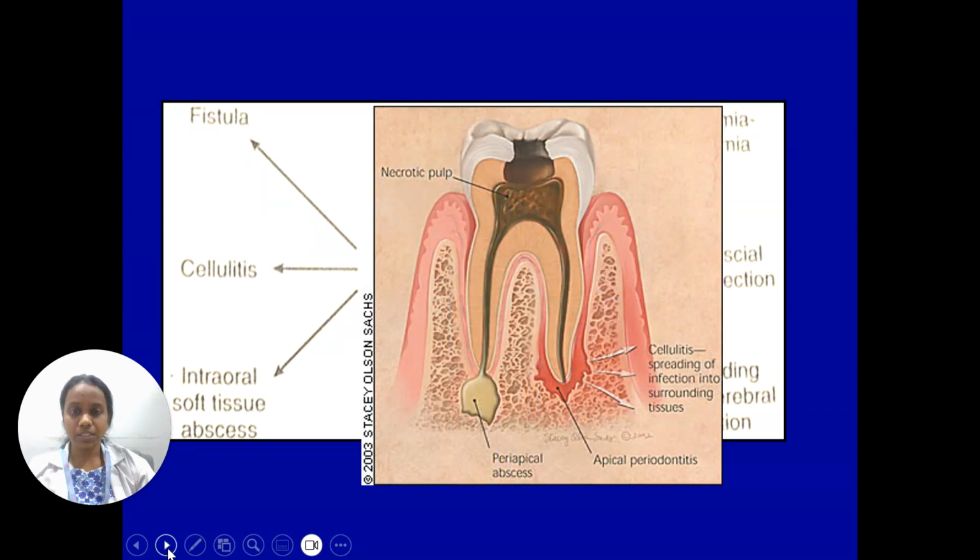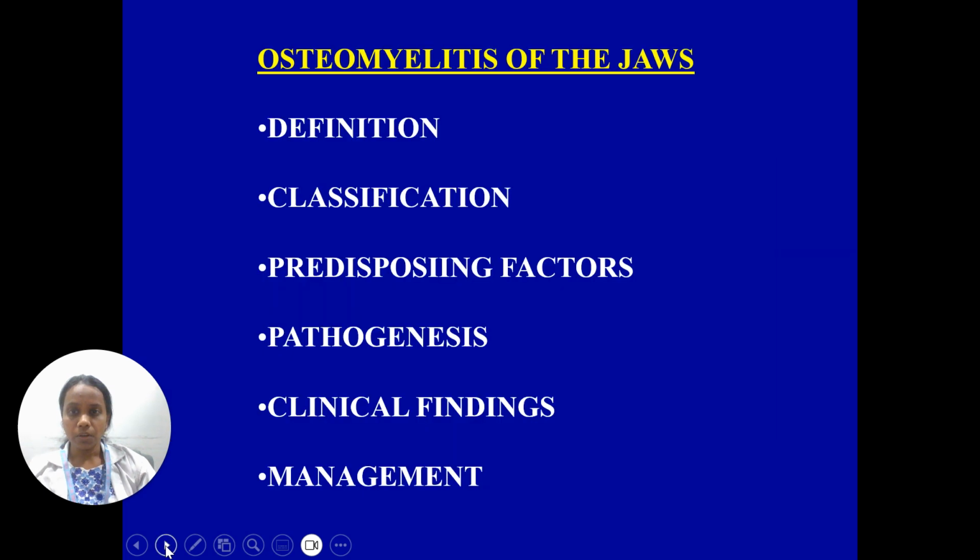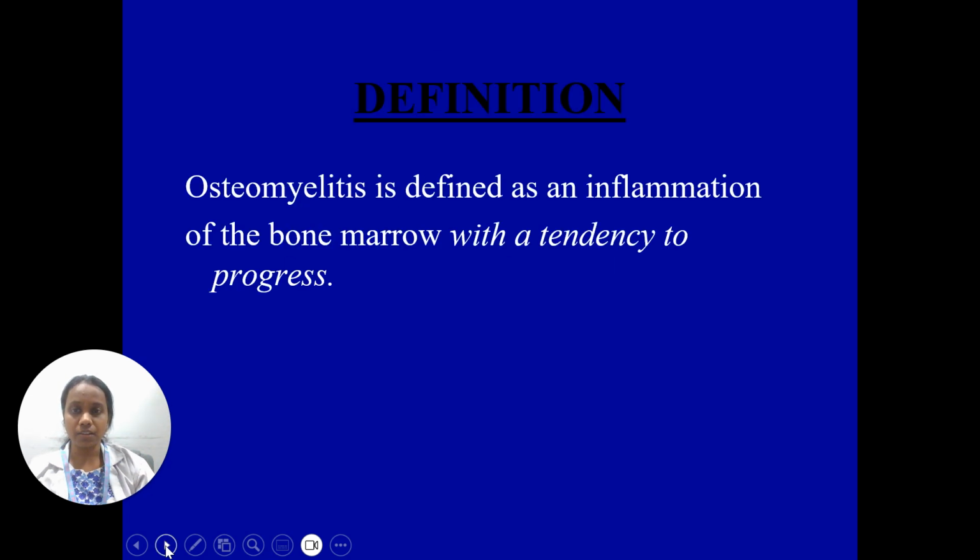So osteomyelitis spreads the infection from the pulp or the periodontal ligament of the tooth. It reaches the apical foramen of the tooth and then it enters into the medullary spaces. So we are going to deal with it under the following headings: definition, classification, predisposing factors, pathogenesis, clinical findings, and its management.